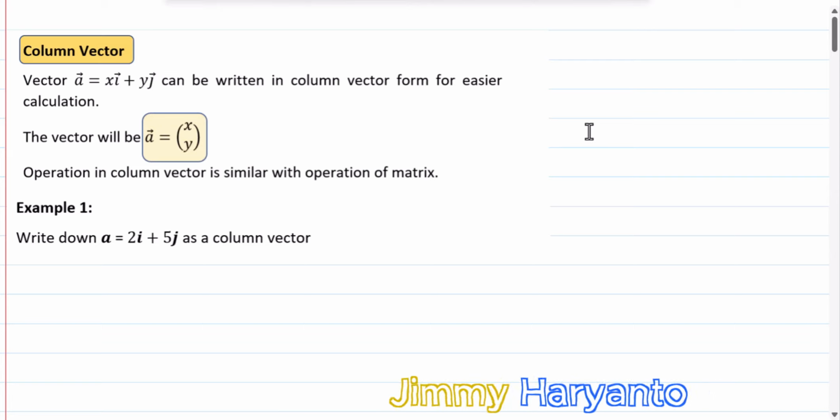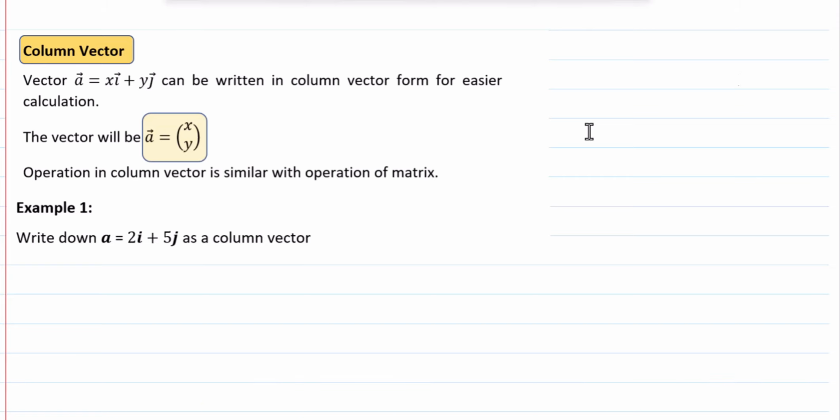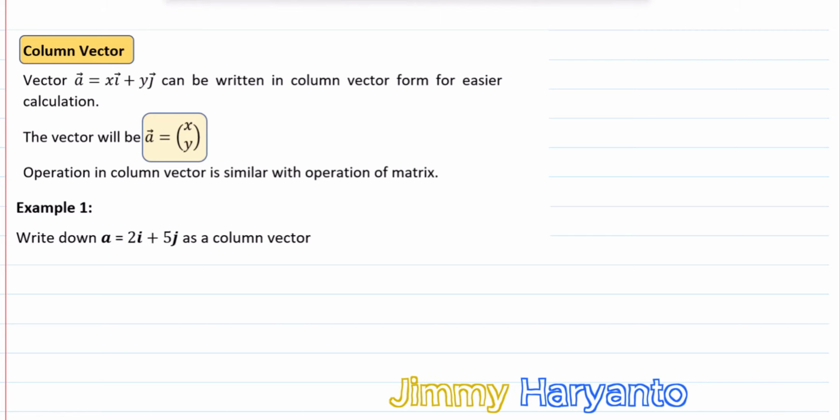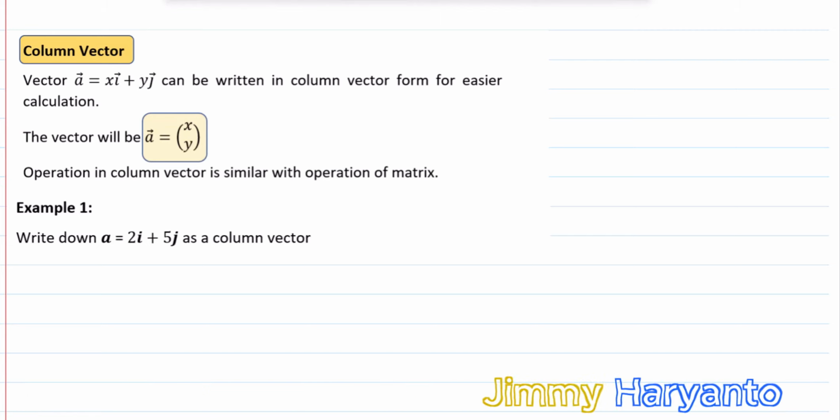Okay guys, we'll go to the next section, which is column vectors. A vector a equals xi plus yj can be written in column vector form for easier calculation. The vector will be a equals x at the top and then y at the bottom. So x represents the i component and y represents the j component. Operation in column vectors is similar to the operation of matrices. We will learn this later in the example questions.